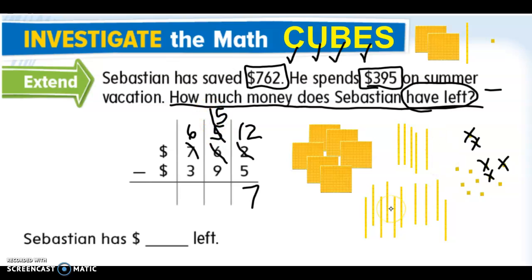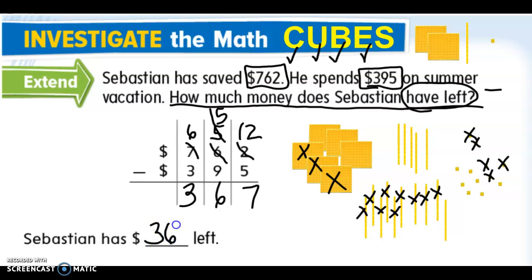Now that we have 15, we can take 9 of them away. 1, 2, 3, 4, 5, 6, 7, 8, 9. 15 minus 9 is 1, 2, 3, 4, 5, 6. And now we go to our hundreds. We have 6 hundreds. They want us to take 3 away. That we can do. 1, 2, 3. How many are left? 3. Sebastian has $367 left.